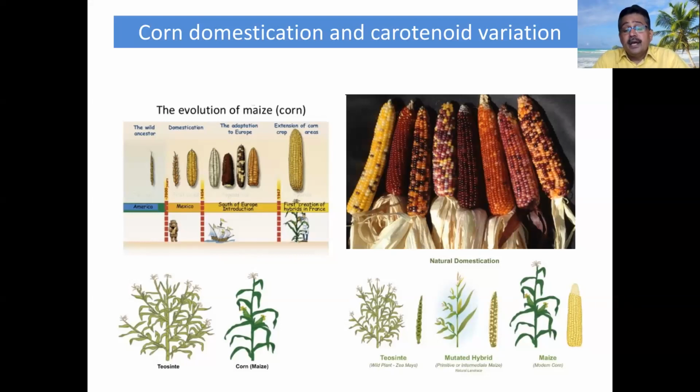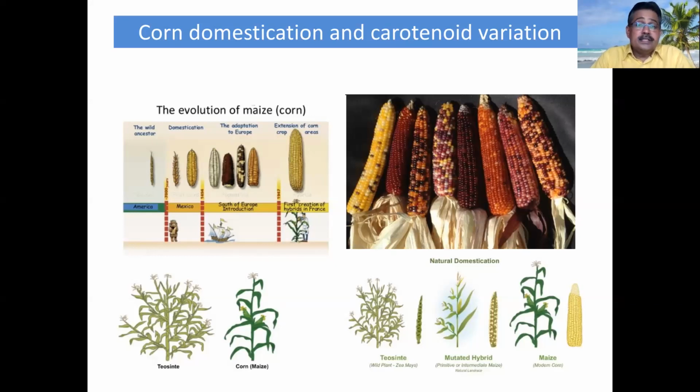One more thing: when you want to transfer a trait to an elite background, you should fix which variety or which hybrid you want to convert. Because if you add your trait into a particular hybrid or parental lines, it should have direct commercial value. So on one side you have to choose the trait and the marker, and on the other side you have to choose which material you are going to use.